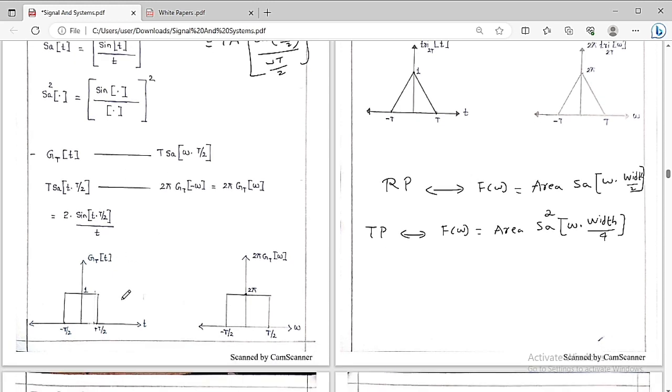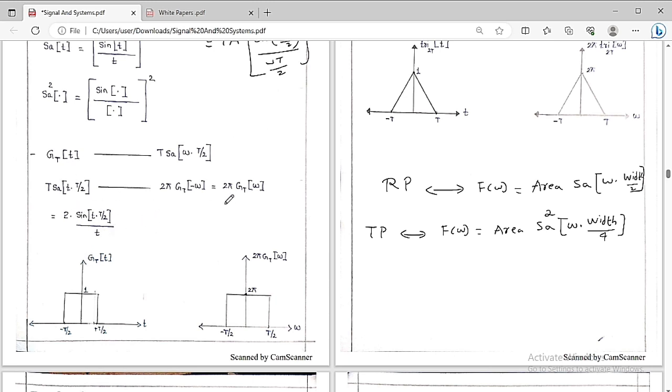If I draw the graph, what is going to happen? g_T of t is a standard rectangular pulse of width T and a magnitude of unity, 1. So it has a width of T, which means this is T by 2 and this is minus T by 2, with a magnitude of 1. For this, what is the Fourier transform? We have just discussed it. This is the g_T of t.